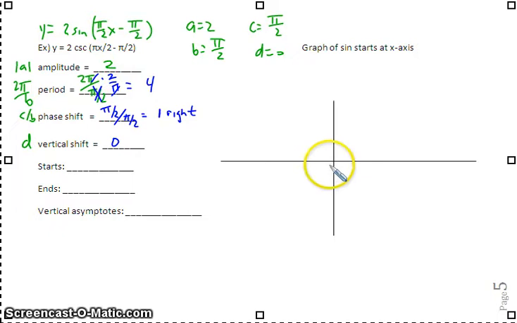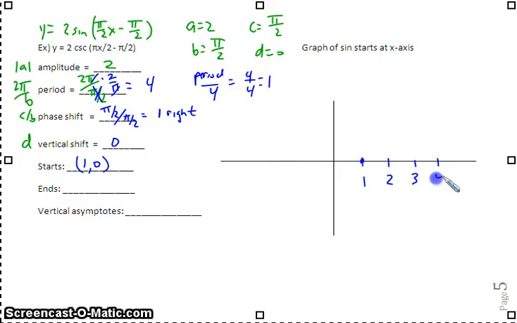So normally the sine would start at the x-axis here, but it would come up. So it would start at 0, 0 and go up, but because of the phase shift, it's going to start here at 1. So my first dot would be right here at 1, 0. And then what I have to do to get the next ones is take my period and divide by 4. So 4 divided by 4 is 1. So the next one, if I add 1 to that, would be 2, then 3, then 4, and then 5. So that would give me my 4 sections. So I'm going to go up to 2, I'll go down to negative 2, and I'll start my pattern. Up to the top, down, down, back up.